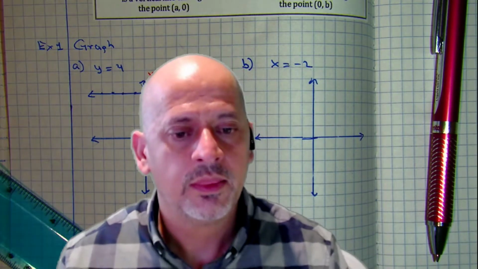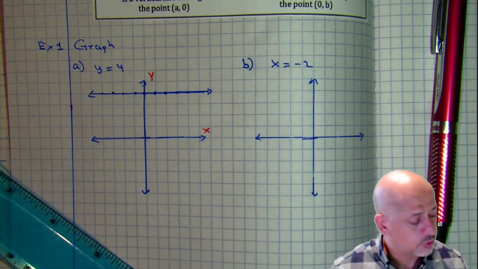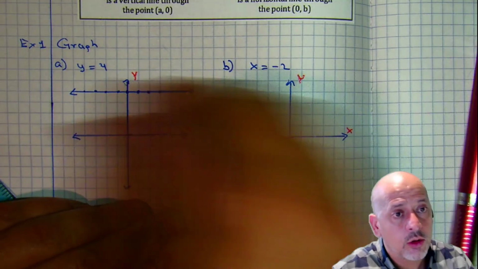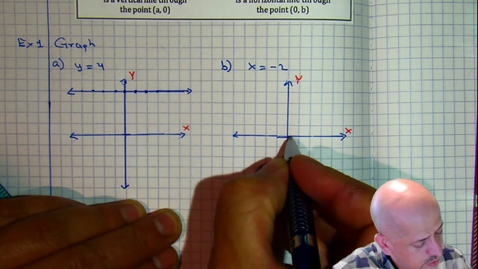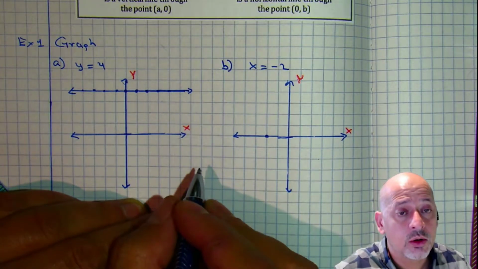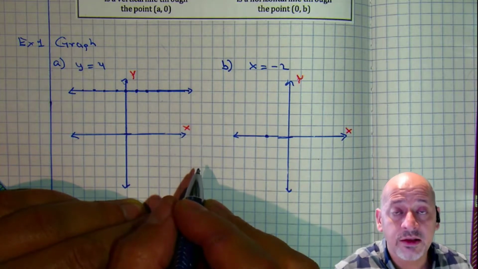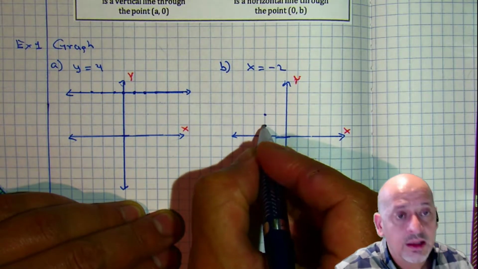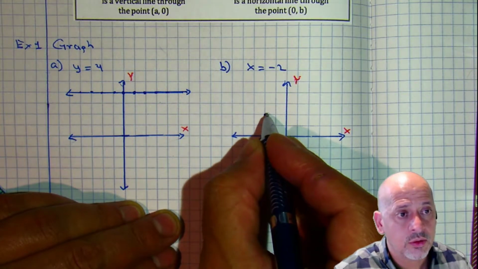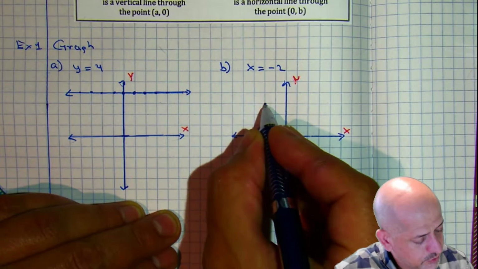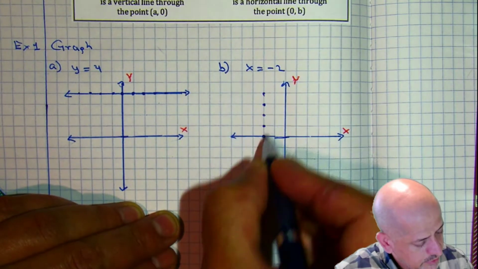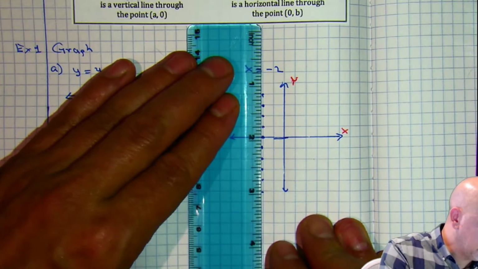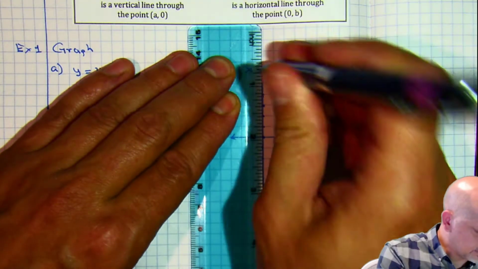For the second one, the x value is negative 2. So we know that this is my x-axis and this is my y-axis. So therefore, I'm going to locate x equals negative 2, which is here. And I must go ahead and collect all the points whose x value is negative 2. So this one and this one. This one is (-2, 1). This one is (-2, 2). This one up here is (-2, 3). And all those points, the x value is negative 2. And therefore, we have the equation, the graph.